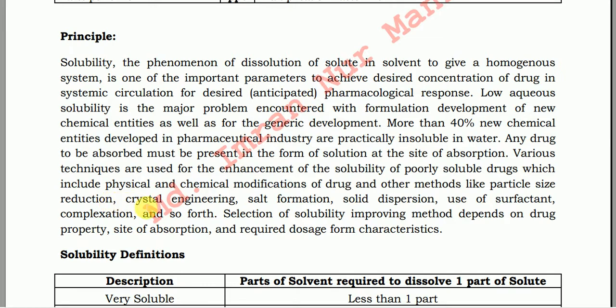Next, the second one is crystal engineering. The crystal form is generally more soluble than the general form. That is why sodium chloride is very soluble. Salt formation also produces solubility, as any salt is generally very soluble in water. It is sodium chloride, potassium chloride, etc. These types of salt are very soluble in water. Solid dispersion.